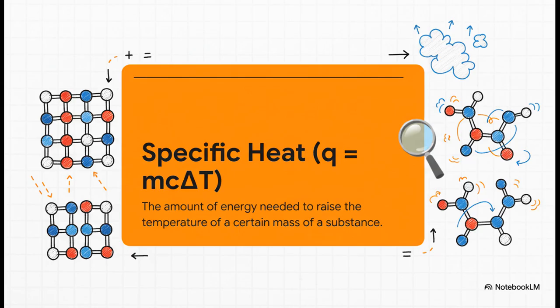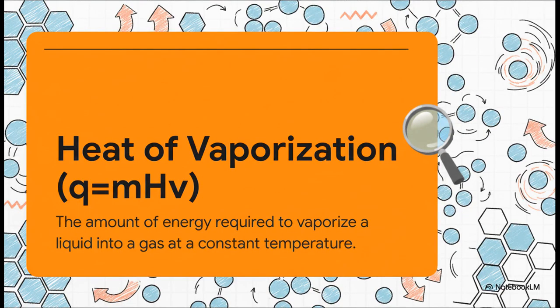Now, on the sloped parts, where the temperature is actually climbing, we use a different calculation. The amount of energy it takes to raise the temperature is determined by something called specific heat. And then we get to that second flat line, and you'll notice it's much, much longer. This represents the heat of vaporization. It's the massive energy investment you have to make to turn that liquid water into a gas.